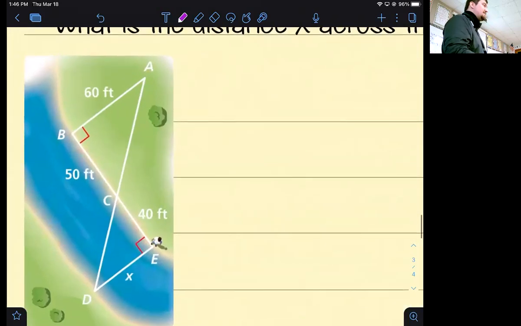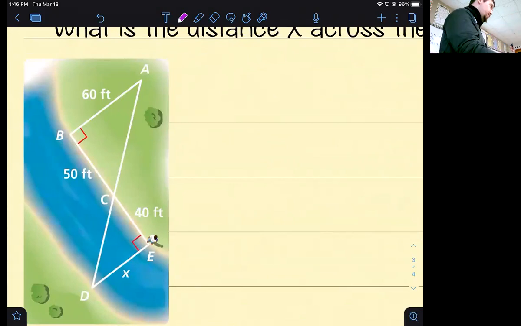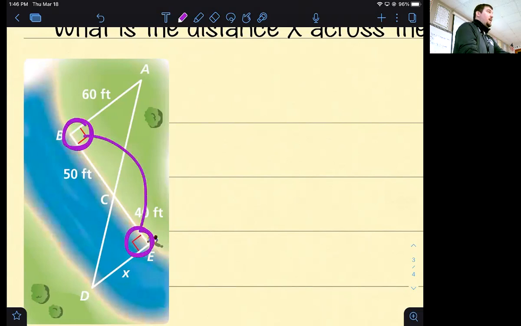So let's first explain why they're similar. If I'm going to prove they're similar, I just need to find 2 pairs of congruent angles. I see one: the right angle. The 2 right angles are going to correspond. So there's one pair. Do you see any other angles? Harrison, the 2 angles touching are vertical. That is exactly right. Nice job.